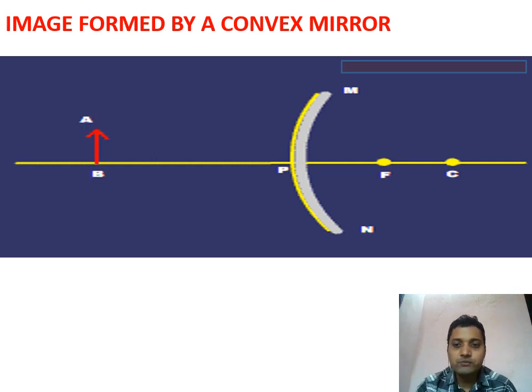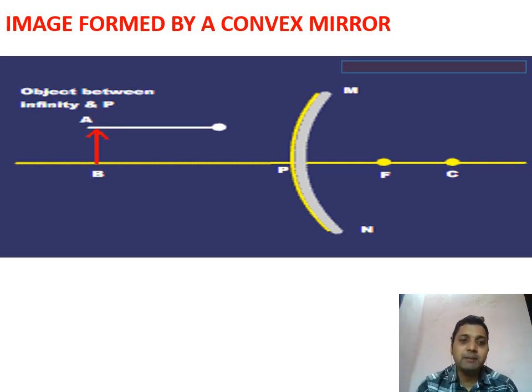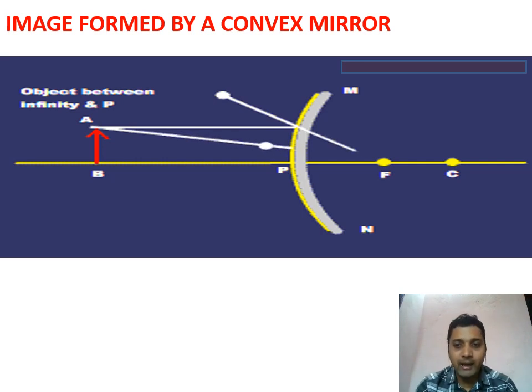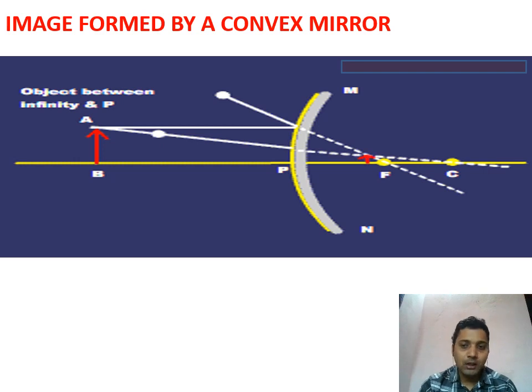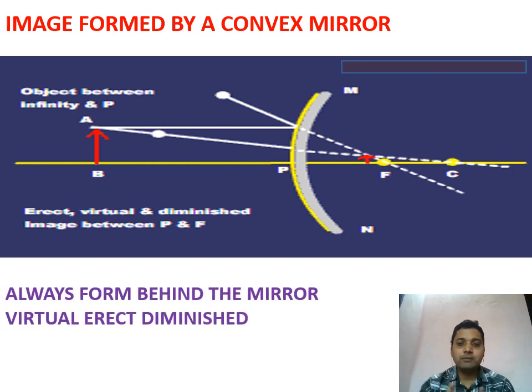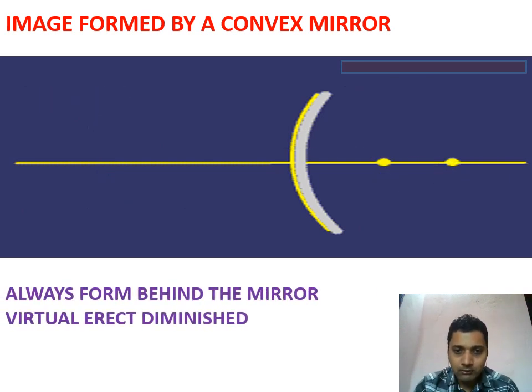So it always forms an erect and diminished image in case of a convex mirror, or a diverging mirror. To diverge the light rays we use a convex mirror, and to converge the light rays we use a concave mirror. So it always forms the image behind the mirror, virtual, erect and diminished.